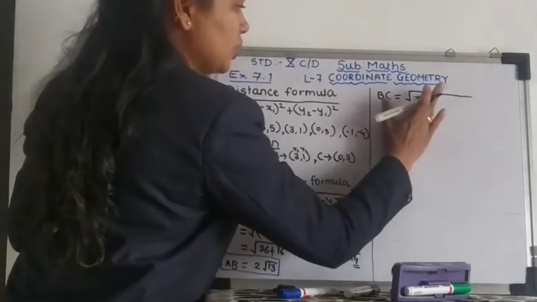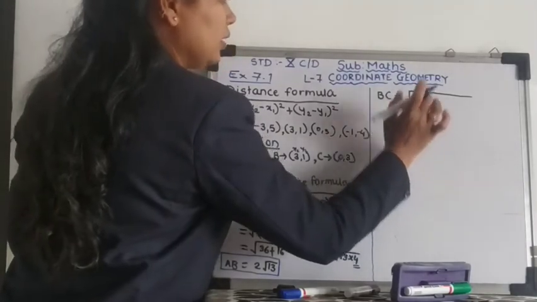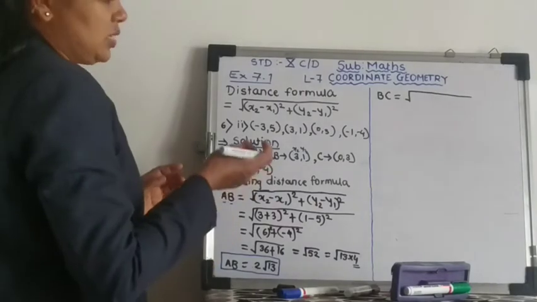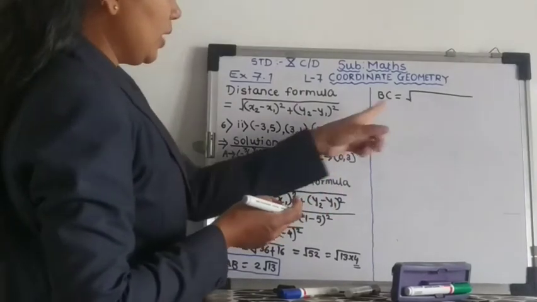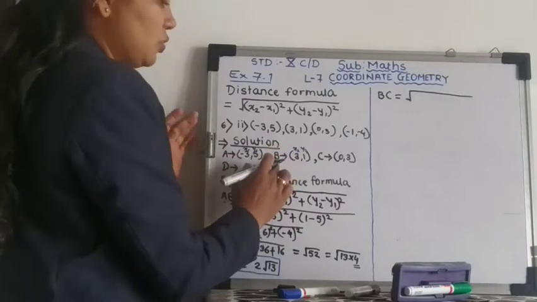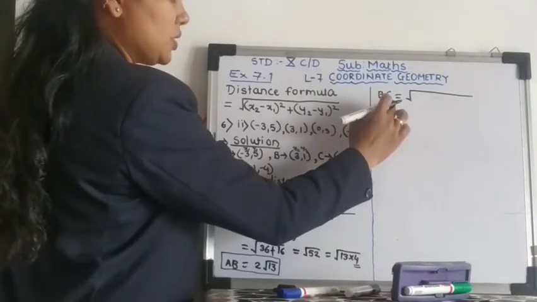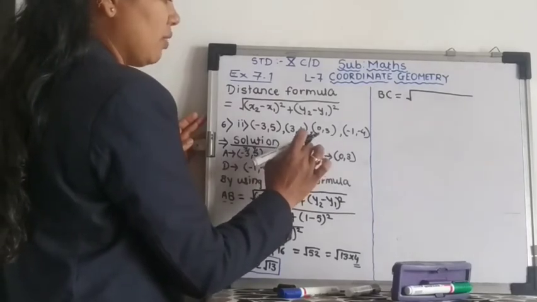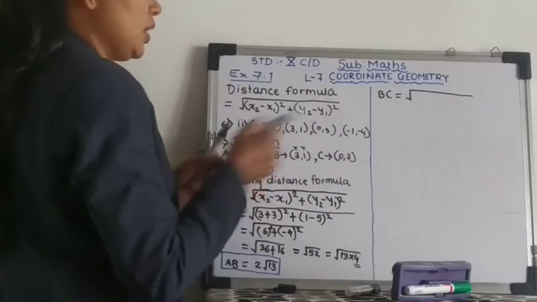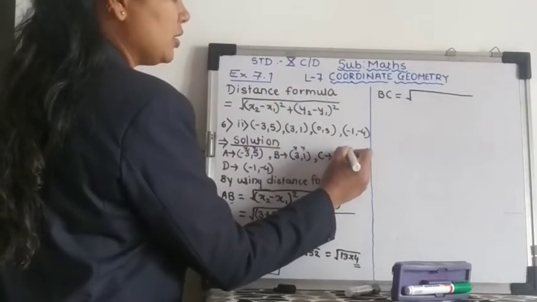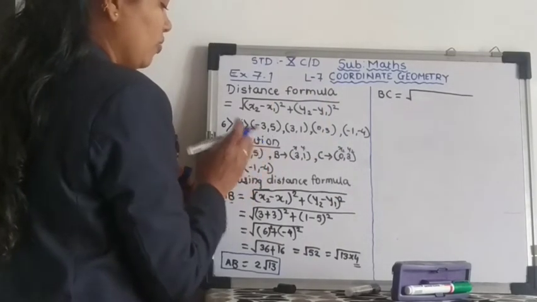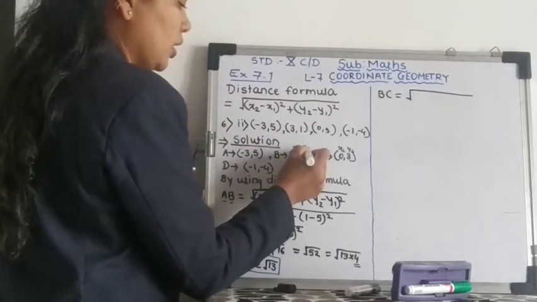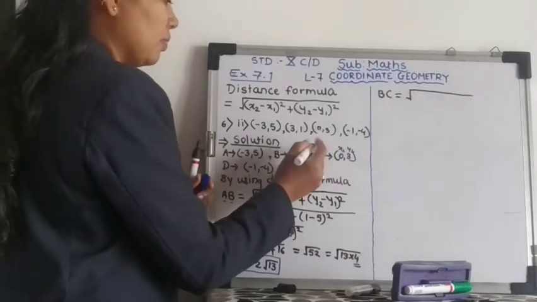x2 minus x1. Now no need to write again and again. If we have written it the first time, the next time don't write it. So x2 minus x1, BC. B is first and C is second. So B's coordinate will be x1, y1, and C's coordinate will represent x2, y2. For our understanding, we are writing on top of those coordinates, and the previous ones just erase so that you will not make a mistake.